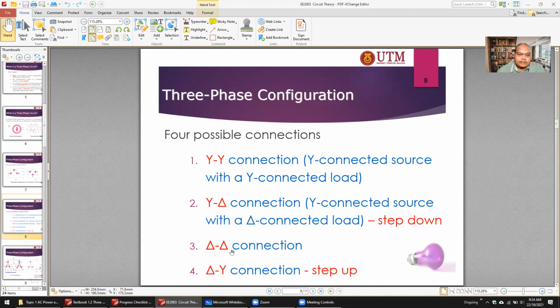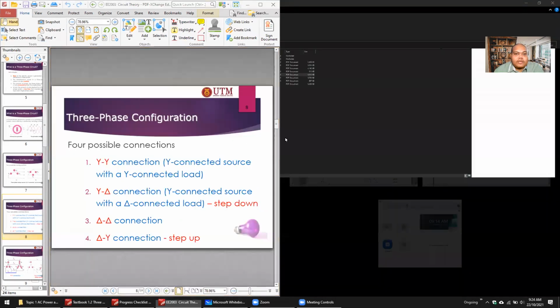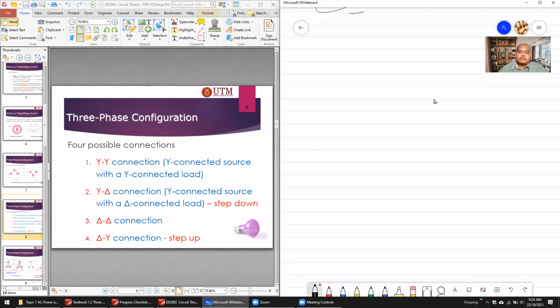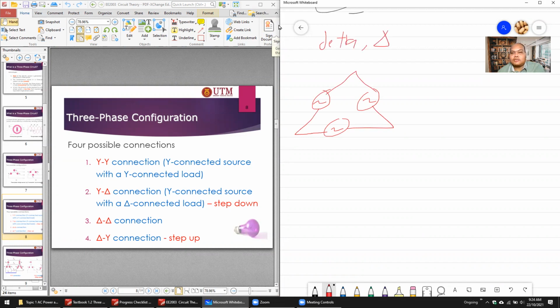Okay, so remember that I said that it can be either star or delta. If you look here, it can be either star, this one, or this one is delta. Let me draw this. So this is delta, or something like this. Or you can use star.